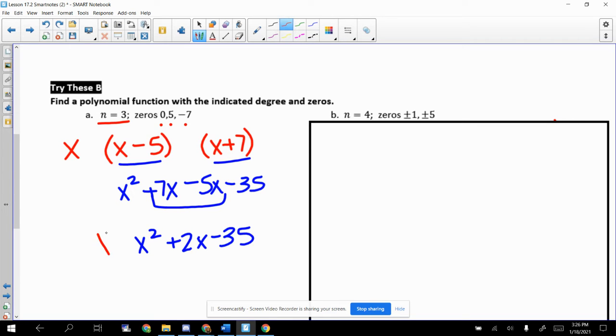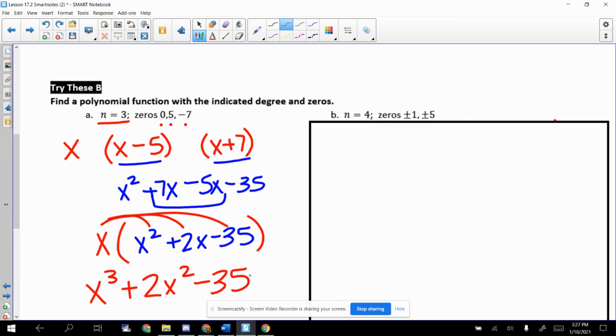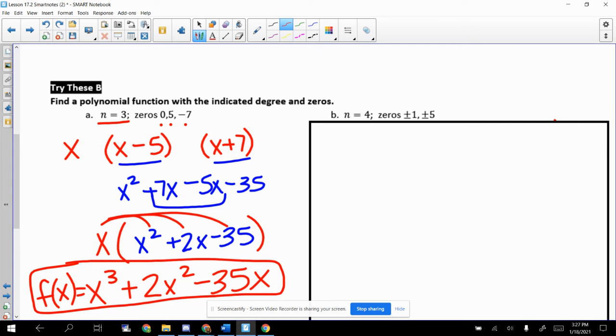Then just don't forget to bring down this x. And so again, we would distribute that in. And so your final answer would look like x cubed plus 2x squared minus 35x. So you just add a little x to all of those. And again, you could write it as f of x, g of x, whatever you want, y equals, but now we have our polynomial. And that's it.